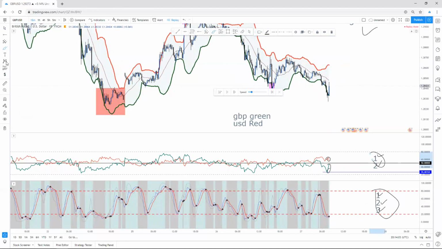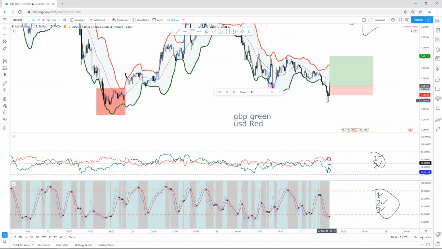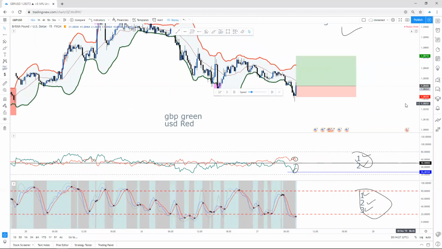And that's it. Now, let's say we place a buy right there. Where do we put our stop loss? You can put your stop loss either below the Bollinger Band or 5 pips. It could be 5 pips if you have a good entry. If not, just leave it outside the Bollinger Band.